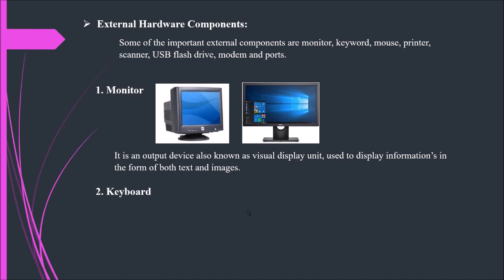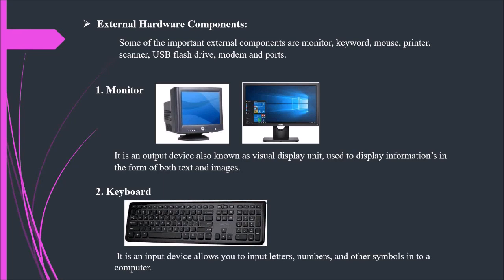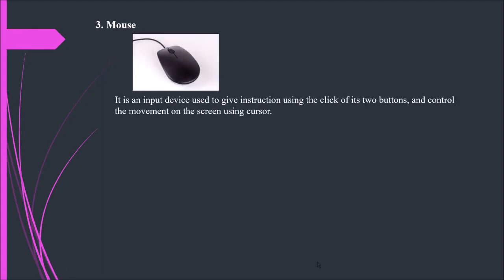Now the second component, that is keyboard. Keyboard is an input device used to input letters, numbers, and other symbols into a computer. The different keys in the keyboard can perform different functions. The third component is mouse. Mouse is an input device used to give instructions to a computer with the click of its two buttons. It can also control the movement on the screen using cursor.